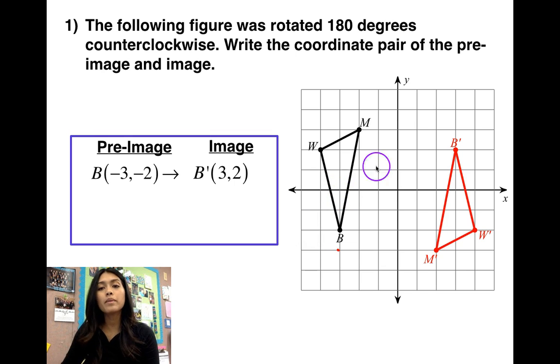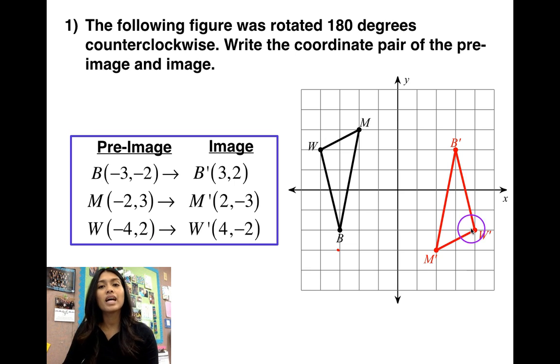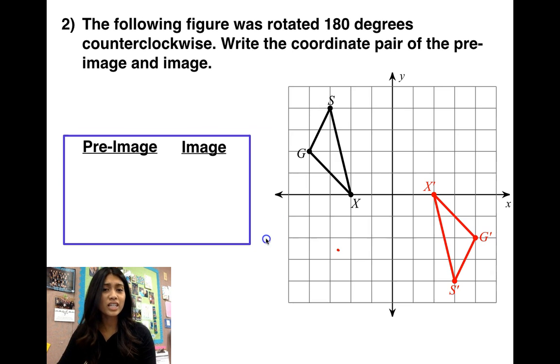Now M would be -2, 3, and M prime would be 2, -3. And then last but not least, we have W, which is -4, 2, and W prime, which is 4, -2. Now, as we're doing this, I do want you to look for a pattern, because there is a pattern with how the coordinates from the pre-image are generated to make the coordinates for the image after the rotation. So let's take a look at another one.